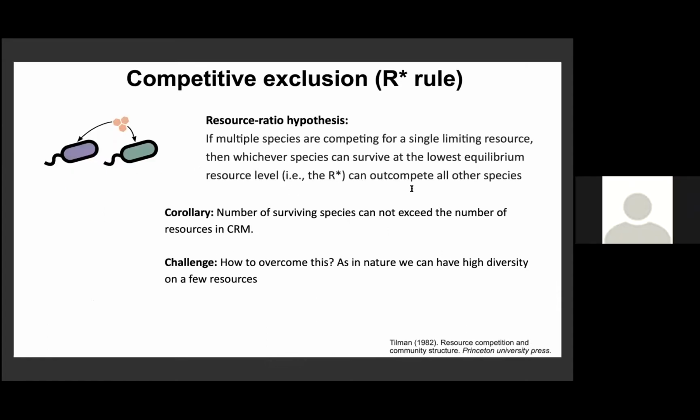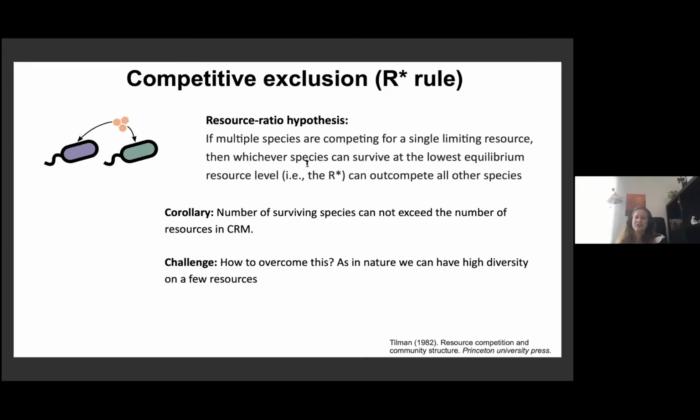And the core thing to know about those communities that are described by consumer resource models is that, just by definition and how we import all those parameters in the model, we will have this universal limitation that the number of surviving species in the steady state cannot exceed the number of resources that you have in your model. And why is it like that?